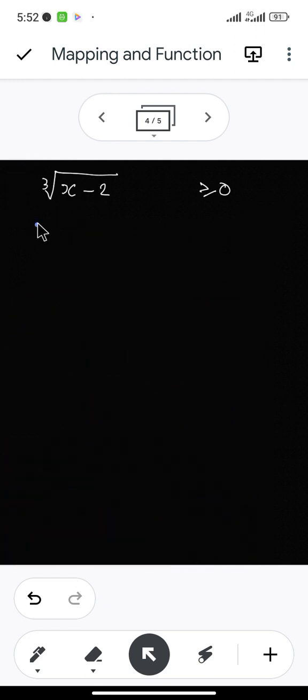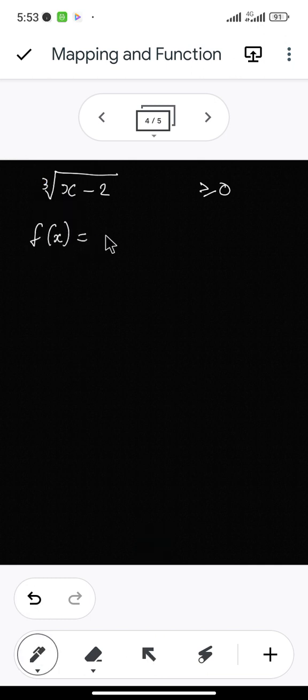This is a function f of x is equal to the cube root of x minus 2. So what is the domain and what is the range of this question? Now for the domain, since there is no condition, anything can work inside of this, you understand? Any number, because you can have a positive answer inside of it. So the domain is just the set of all real numbers. So let's use set builder notation for this.